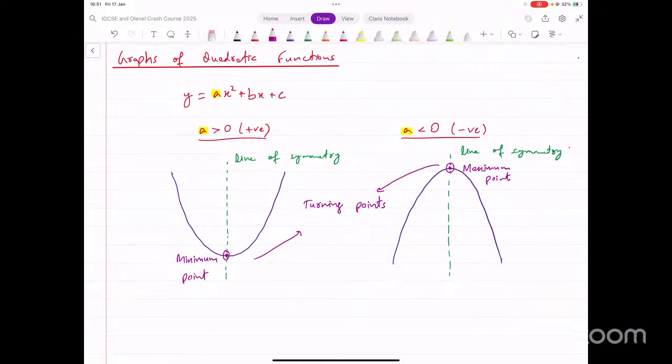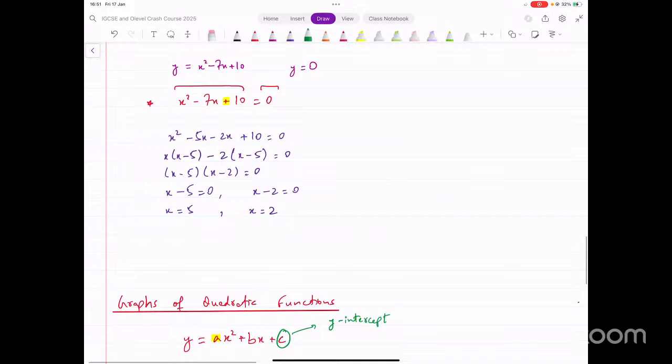Now, this is one important point on the graph. Then the other important points on the graph, when we sketch them later on, will be the x-intercepts and the y-intercepts of the graph. An x-intercept is where a graph cuts the x-axis. A y-intercept is where a graph cuts the y-axis. Now, this number c here is the y-intercept of this graph. So, for instance, if you have this quadratic function, the y-intercept is going to be this value, y equals 10. So the graph will cut the y-axis at y equals 10.